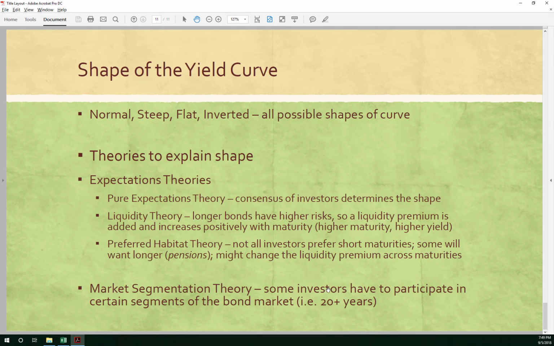So we've got 4 different theories to explain the shape of the yield curve, and I'm going to leave you to look at your textbook and read through each of these theories: the pure expectations theory, the liquidity theory, the preferred habitat theory, and the market segmentation theory. There may be a question on the quiz, a conceptual question. So we're going to stop here, and that will wrap up our discussion of interest rates and the yield curve.